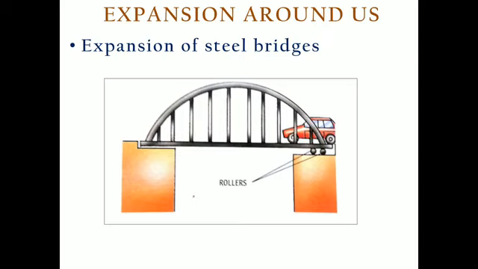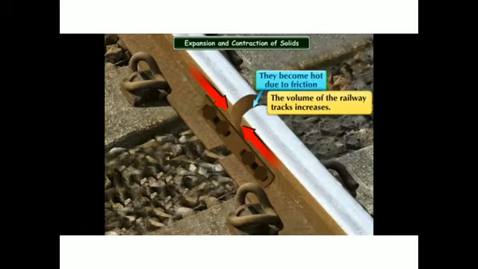Similarly, for railway tracks, we have this kind of setup. Generally, these gaps are provided in railway tracks. Now I'm going to show you this video in which these gaps of the railway track prevent it from changing shape. Let us watch this video.